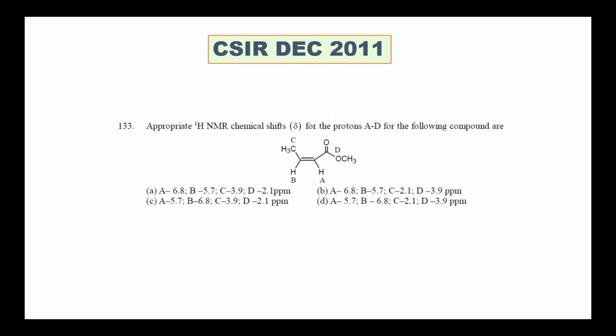Next problem, December 2011. They have asked to find out the chemical shifts for proton A to D. Okay, D is O methoxy attached to a C double bond O. It should be around 3.9. So D is 3.9. So option here I have an option where I have 3.9. So based on that, I can rule out option A and C. So A is wrong, C is wrong.